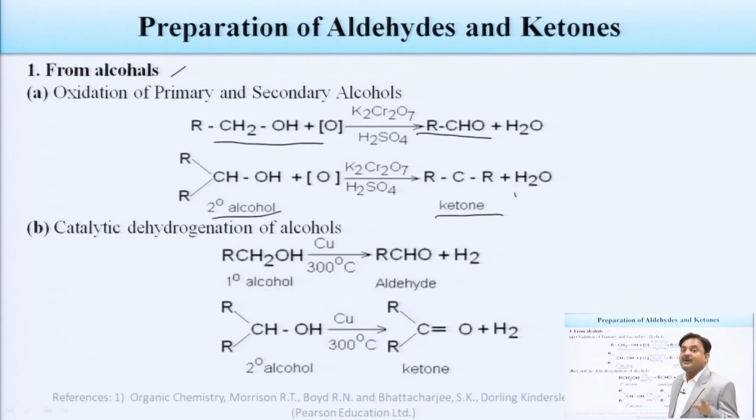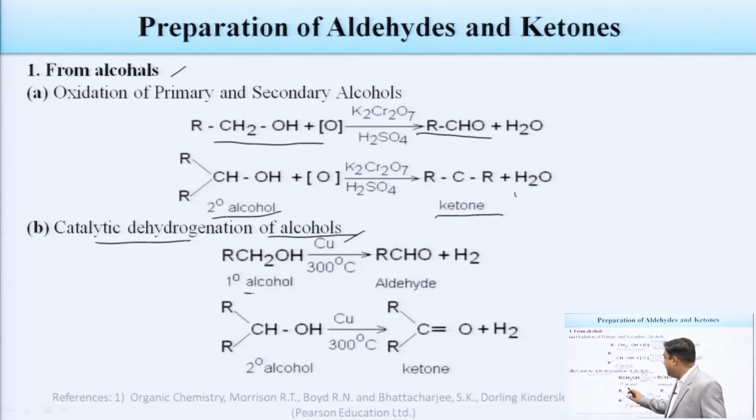Primary alcohol on oxidation gives aldehyde, while secondary alcohol on oxidation gives ketone. Alcohol can also provide carbonyl compounds in another way. For example, when we go for the catalytic dehydrogenation of the alcohols, we can also get ketones and aldehydes. Again, you can see, although oxidation is going on in this process also, here this is catalytic dehydrogenation and it is occurring in the presence of copper and at high temperature.